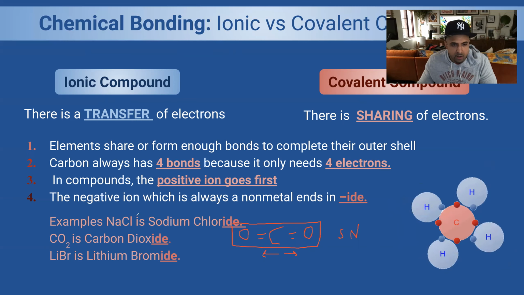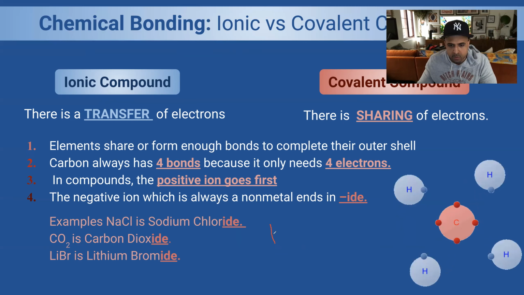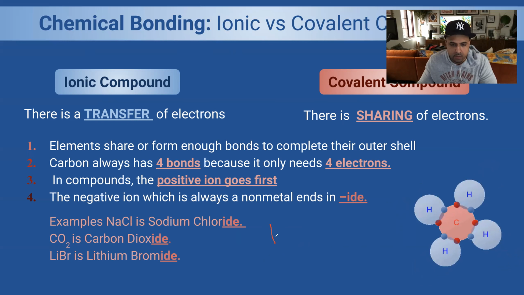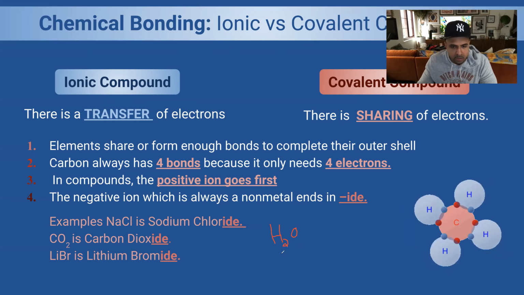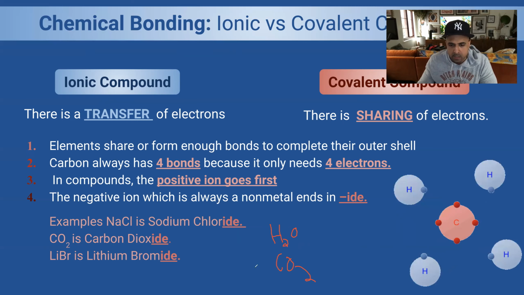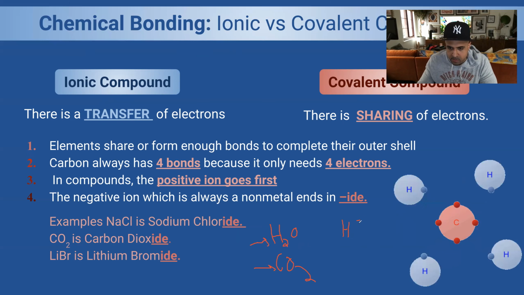And something you should know before you leave high school: if you have 2 elements, how do you know which one goes first? Why does H go first in water? Or why does carbon go first in carbon dioxide? Because the first element is positive. So in this case, hydrogen would be +1 and oxygen is -2.